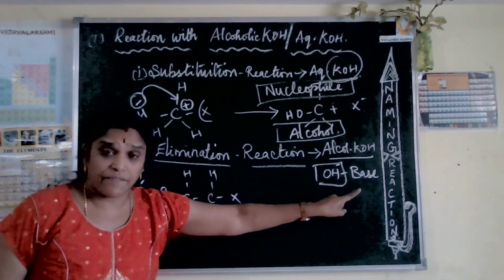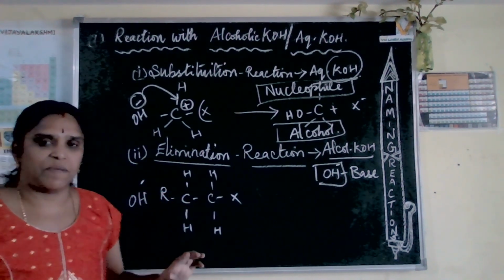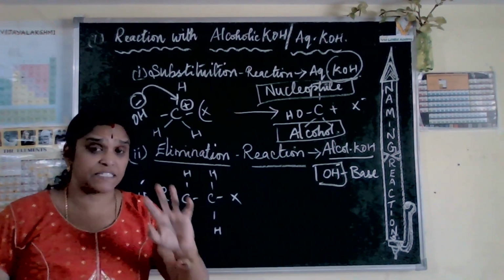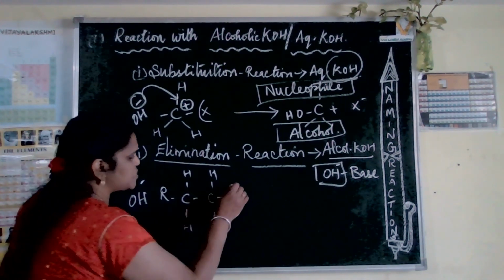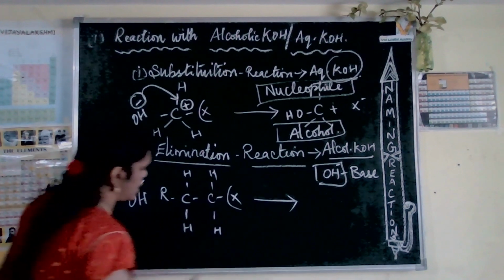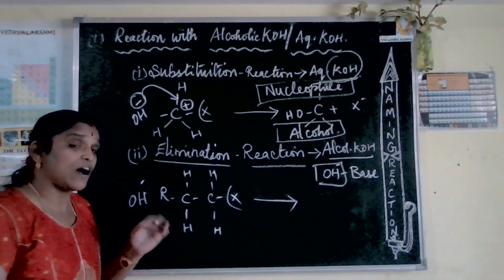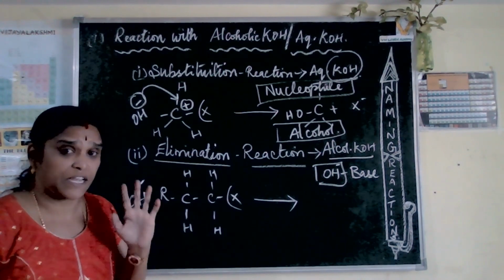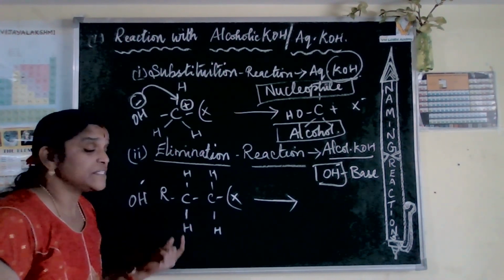When it acts as a nucleophile, this is a substitution reaction. When it acts as a base, it comes under elimination reaction. Elimination reaction means it abstracts the proton. Which proton is it going to abstract? Of course, we are removing the halogen along with a hydrogen. Of course, this R may be CH3 or C6H5, but here which hydrogen can we go for? The one which is lesser in number.